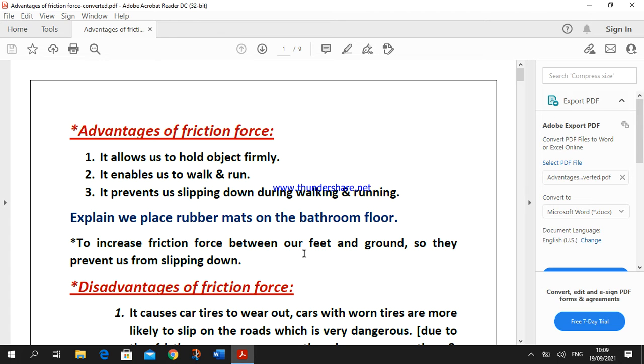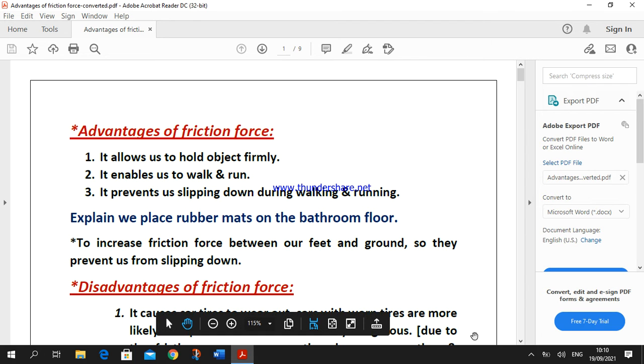Also, the friction force has many advantages and disadvantages in our daily life. From the advantages, or uses, of friction force, it allows us to hold objects firmly, and it enables us to walk and run without sliding down. It prevents us from slipping during walking and running. So, explain why we place rubber mats on the bathroom floor: to increase the friction force between our feet and the ground, so they prevent us from slipping down.